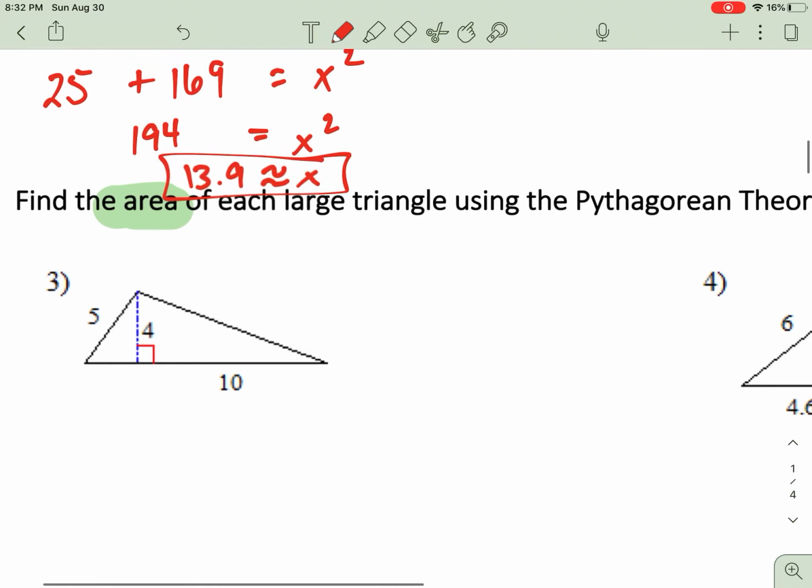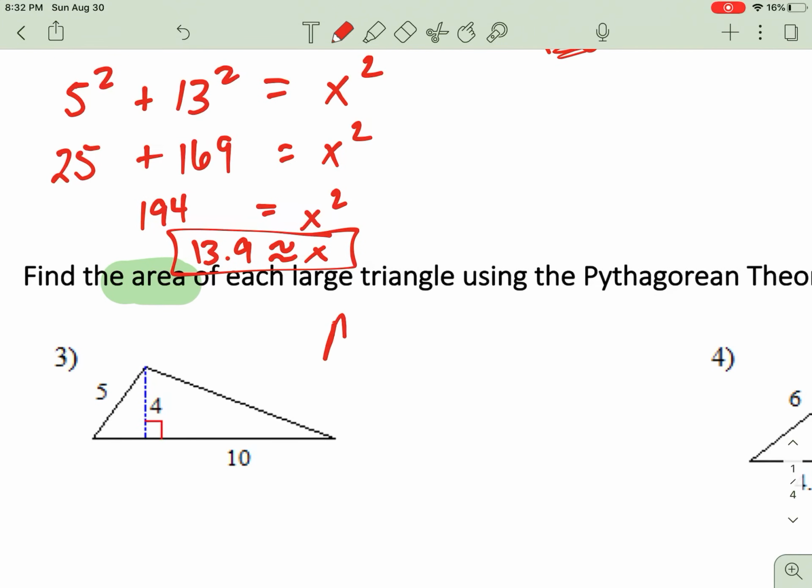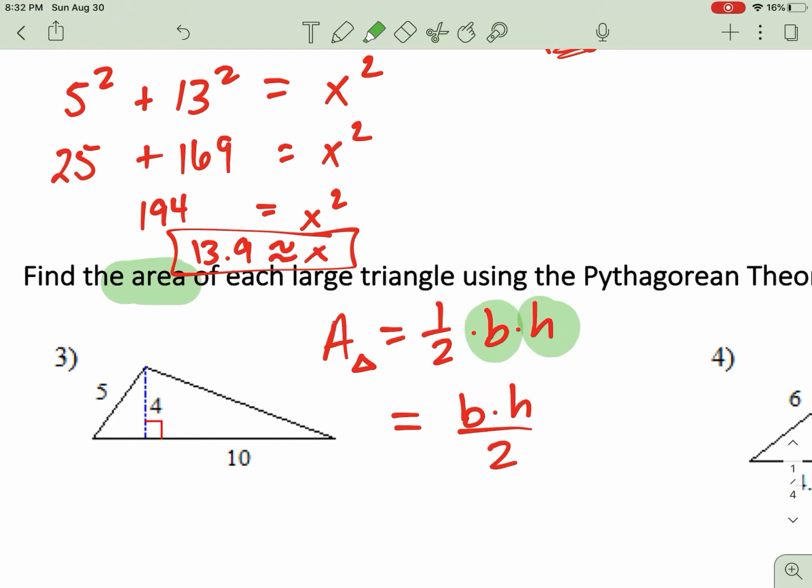So, in order to find the area of each triangle, remember that the area of a triangle is 1/2 base times height, or some of you know it to be base times height divided by 2. Same exact formula, that's okay. So what you need to know in that is your base and your height.